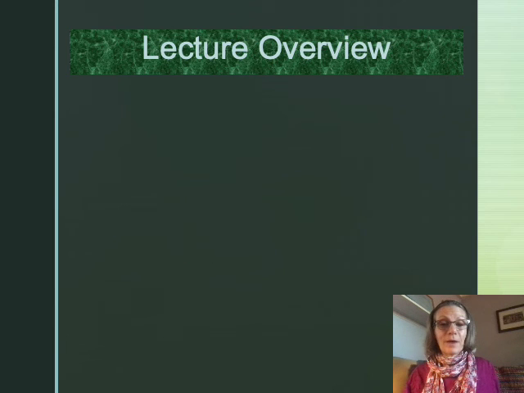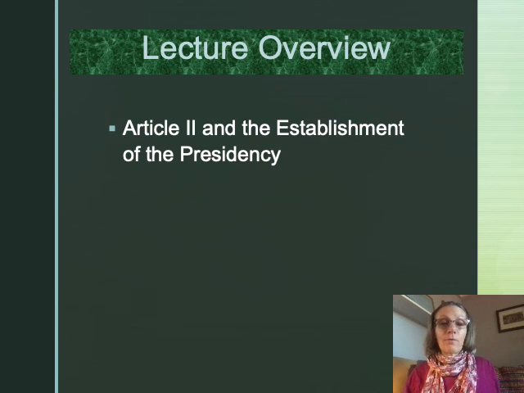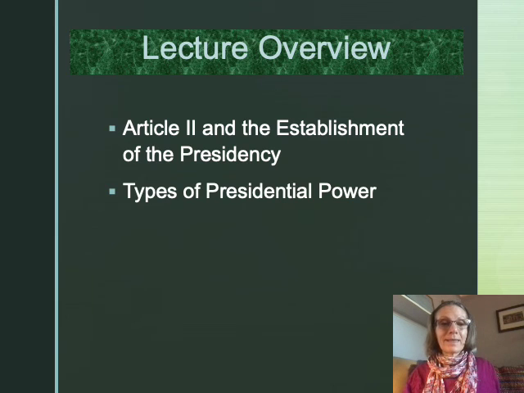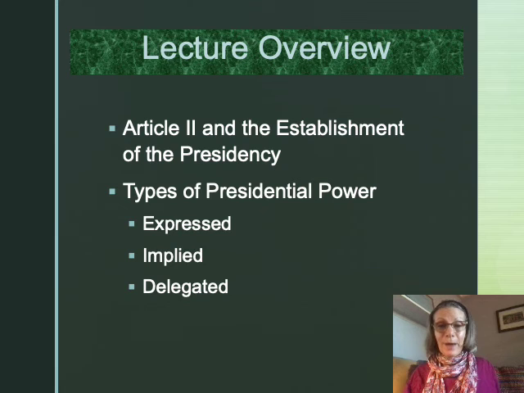So what are we going to be covering in this lecture? Well, first we're going to take a look at Article 2. Article 2 is the article in the Constitution that establishes the presidency of the United States. And then we're going to take a look at different types of presidential power. There are different categories of presidential power that your textbook talks about. And so we're going to learn about the difference between expressed powers, implied powers, delegated powers, and inherent powers. So let's go ahead and get started.